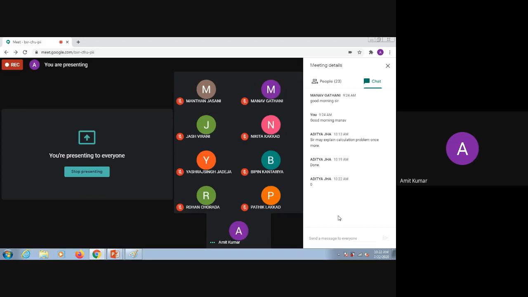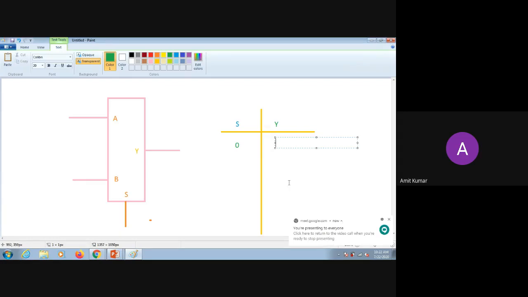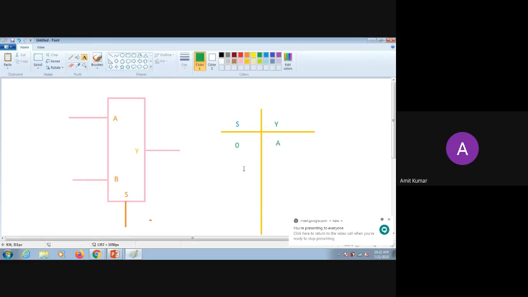0. You will get A. So what does it mean? Just we will see the operation of this multiplexer, what it looks like.